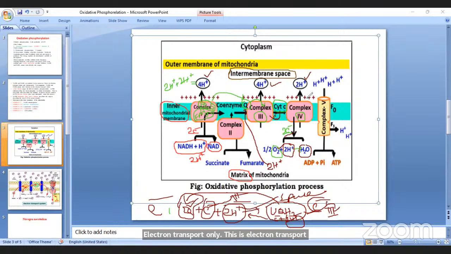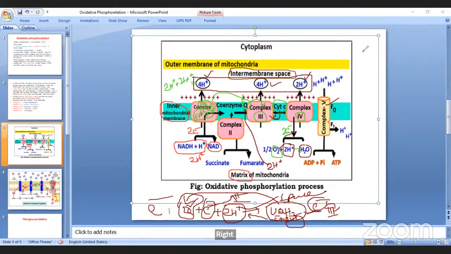Now oxidative phosphorylation. This is carried out by complex 4. If NADH2 is oxidized, how many protons are formed in the intermembrane space? 4, plus 4, plus 2. Total 10. Remember, total 10. So what about complex 2, sir?